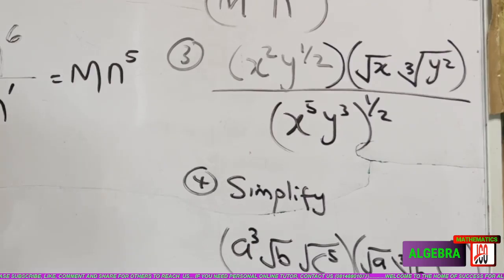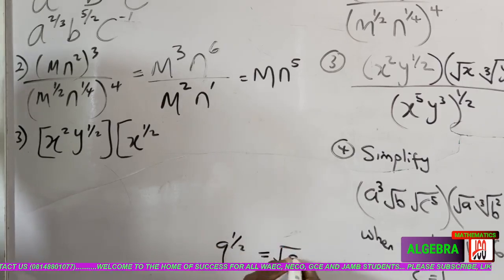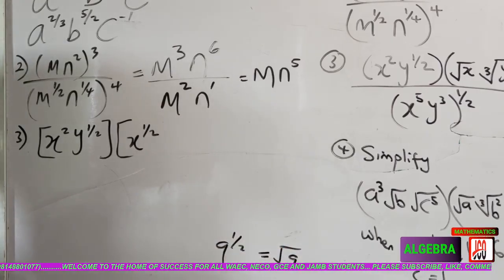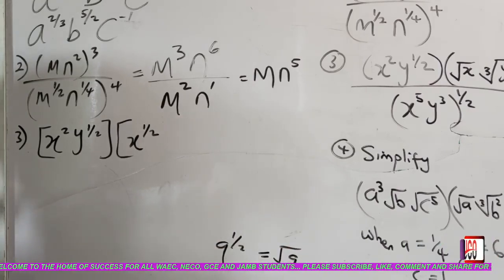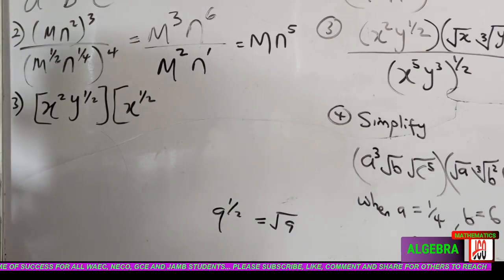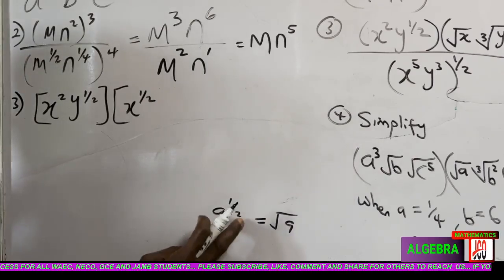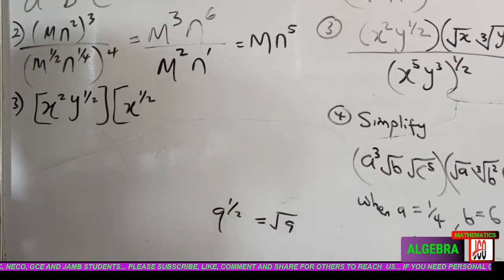Take notes. 9 raised to power half is square root of 9. You're asking me how is it possible? How is that so? That is how it is. If I go further to explain fractional index law of indices, you notice that the denominator is the nth root. So second root of 9 is square root.